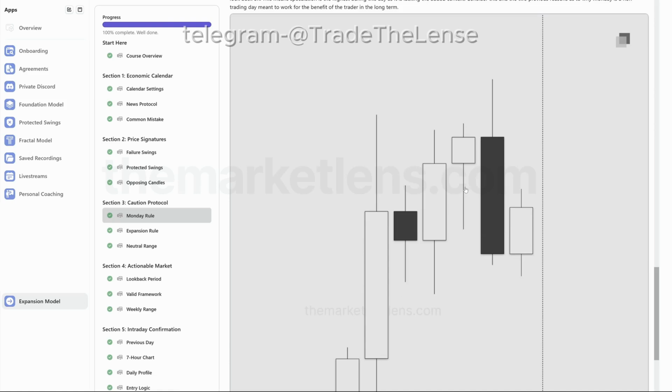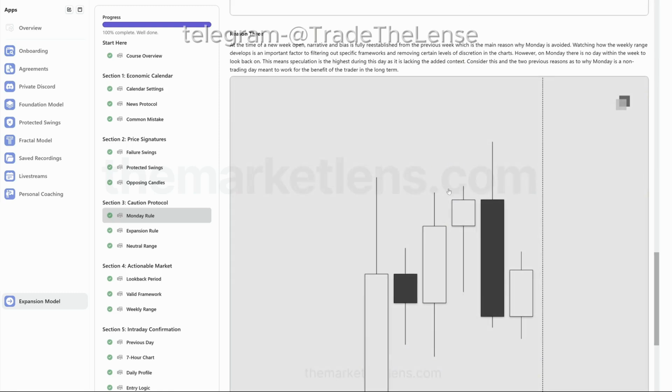So for example, here, this could be a previous week. I'm not holding any bias here. I want more context for Monday. And I'm going to allow that to trade, because looking back on what that does means a lot in my trading. So these are the 3 reasons generally why I'm avoiding Monday.